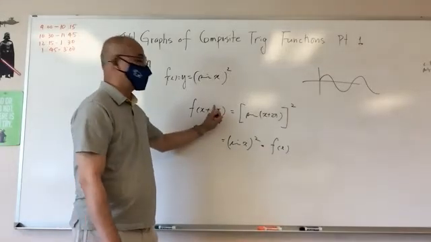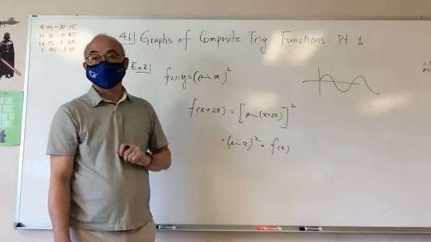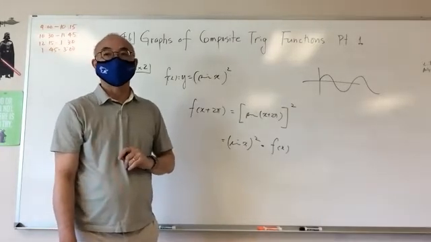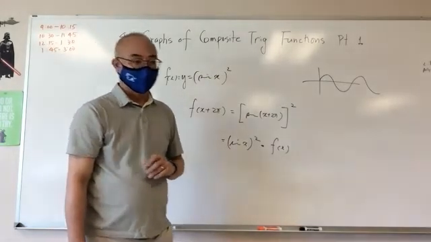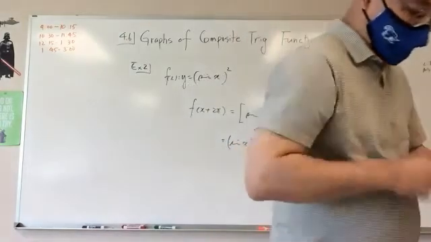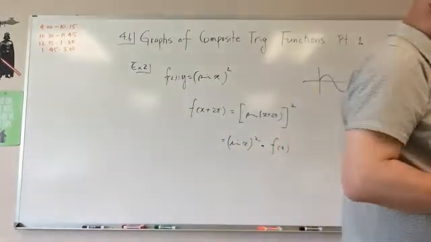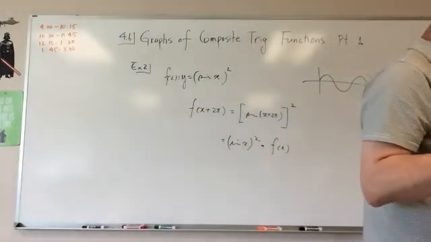So if tangent, it would be just 1 pi instead of 2 pi, right? Because tangent has a period of 1 pi instead of 2 pi. Correct? Okay, so that's example number 2. Go to example number 3.